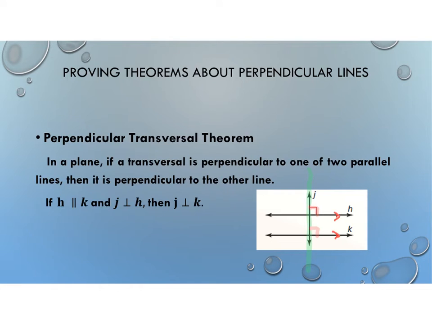Even if we did it over here, alternate exterior angles are congruent, so then the lines are parallel and then they're perpendicular. Notice once you have one right angle, the other 7 are also going to be right.